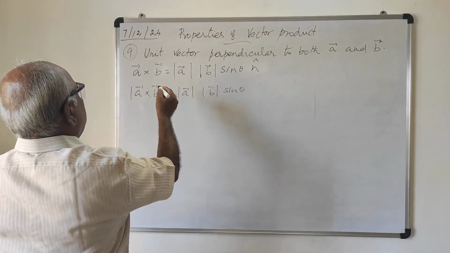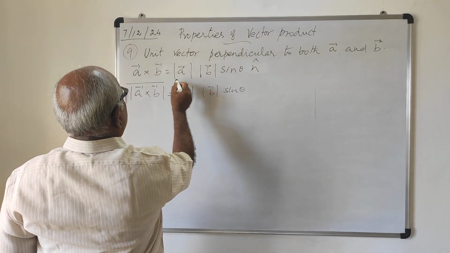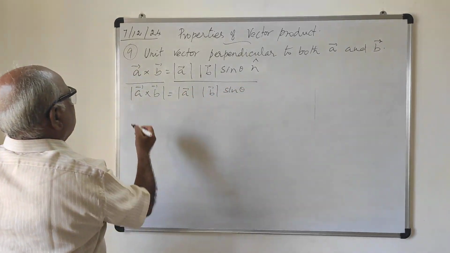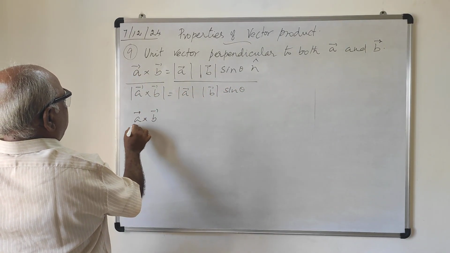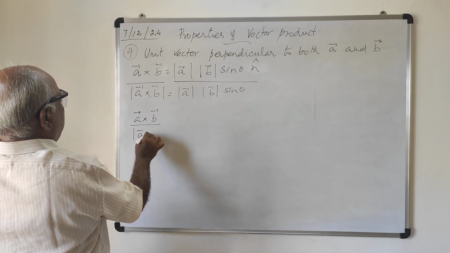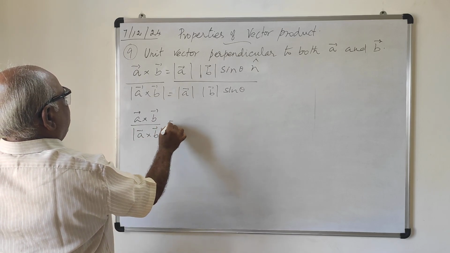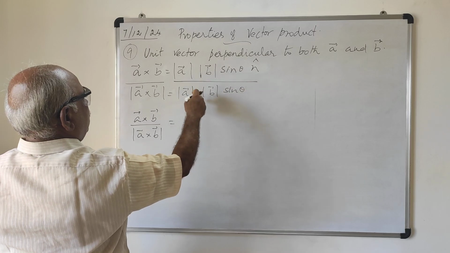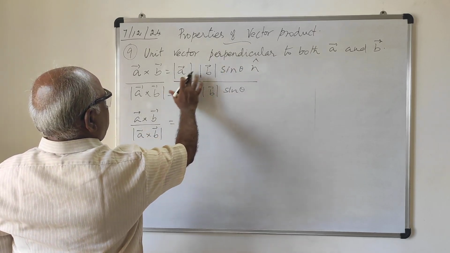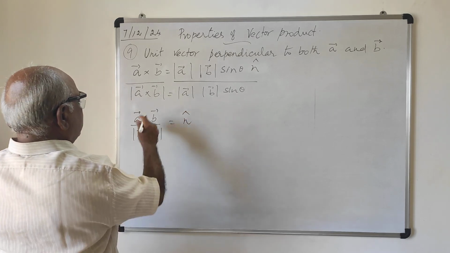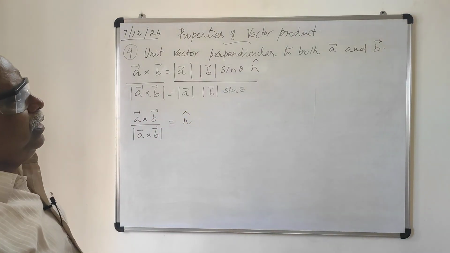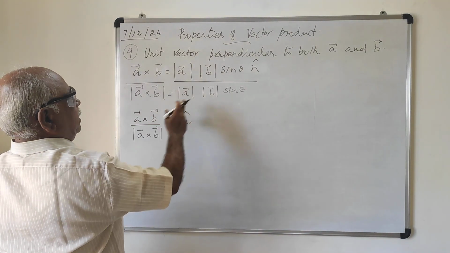Now divide both sides by the modulus of A cross B. This gives the numerator A cross B by the mod of A cross B equal to mod A, mod B, sin theta times n cap, over mod A, mod B, sin theta. These three terms cancel in the numerator and denominator, and you get n cap only. So this is the formula for finding the unit vector perpendicular to both A and B.